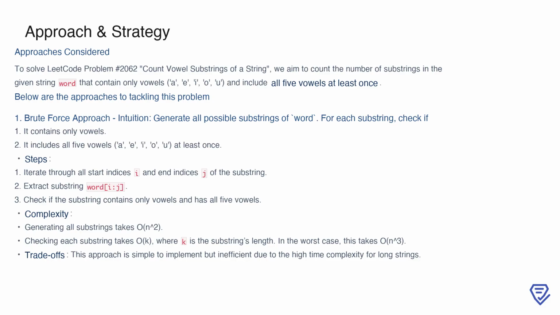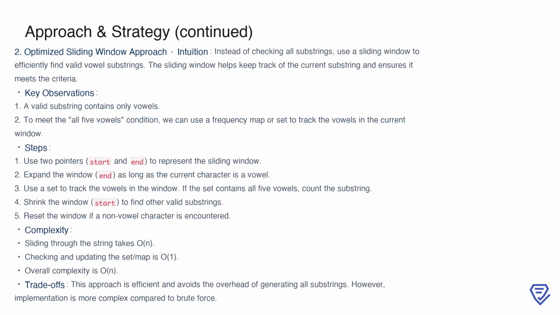Generating all substrings already requires n² time, and checking each substring for the criteria adds another layer of complexity, making the total time complexity n³ in the worst case. While simple to implement, this approach is inefficient for longer strings, making it impractical for larger inputs where performance is critical. Now, we look at an optimized solution using the sliding window approach.